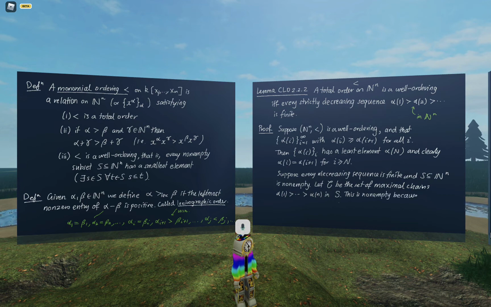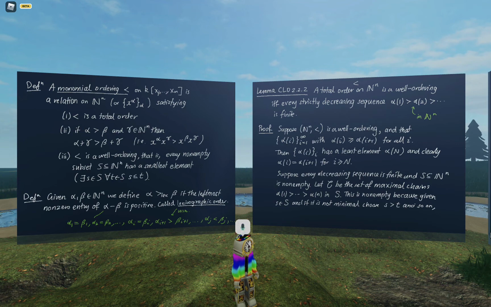because we can take any element of S. S is non-empty. And if it's not minimal, that is, if there's something strictly smaller than it in S, well, choose one, and just keep doing that. By hypothesis, you'll finish in finitely many steps, because every strictly decreasing sequence is finite. And then you can do it in the other direction as well.